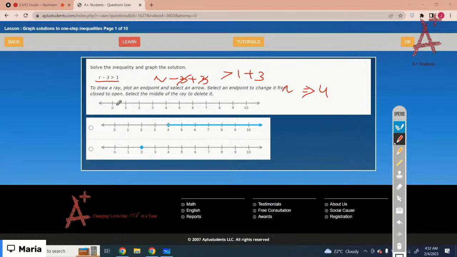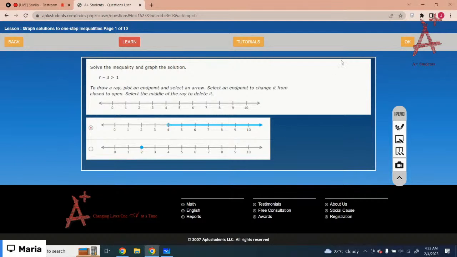So now you have to graph the inequality. Because it is just greater than, that means 4 cannot be included. So 4 must have an open circle, and the arrow is on the right hand side, because all the values are greater than 4. So option number 1 is the correct option. Got it? Just select the correct option and click on the OK button.